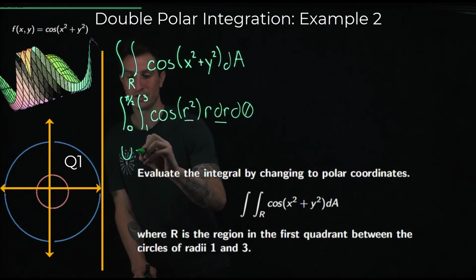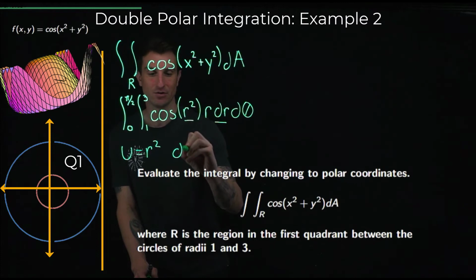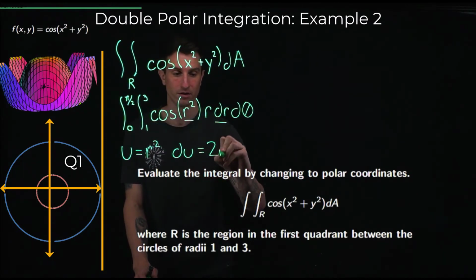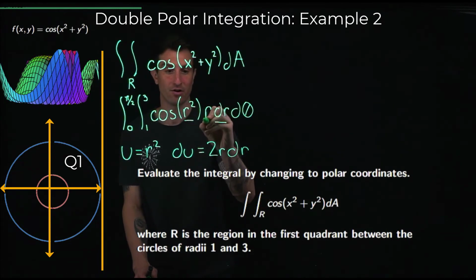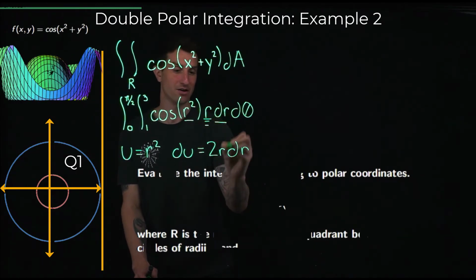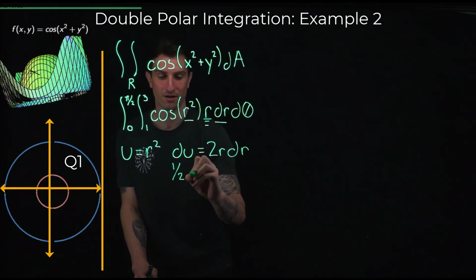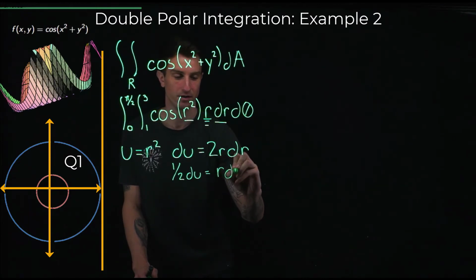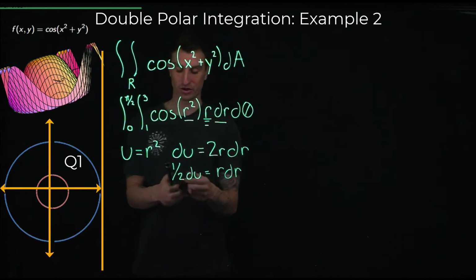We have u is equal to r squared, which means that du will be equal to 2r dr. However, what do we have? We have an r here, and we have a dr here. So let's just move the 2 to the other side. So we have 1/2 du is equal to r dr.